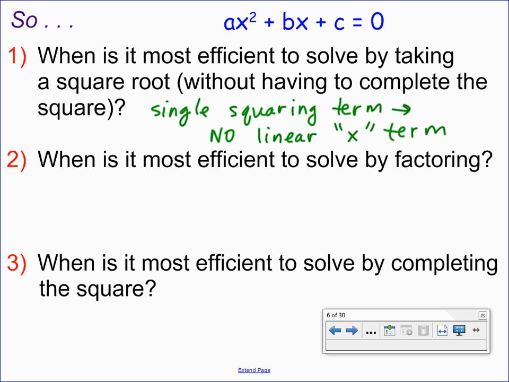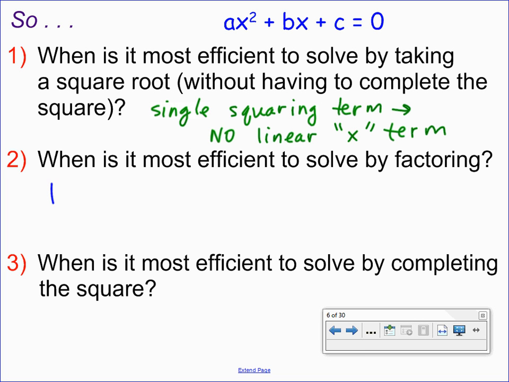So one way we could provide a reason for solving by taking square roots is that there's just a single squaring term, whether it's parentheses squared or x squared. There's just a single x squared term and no linear term, no x term. There's not multiple x's in the same quadratic equation. Versus when is it more efficient to solve by factoring? Both x squared and x terms mixed in the same problem. So I've got multiple variable terms, multiple x's in the same problem, an x squared and an x, but I could factor it. So that's what I want to solve by factoring.